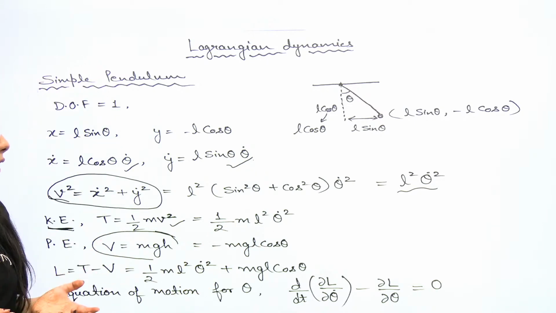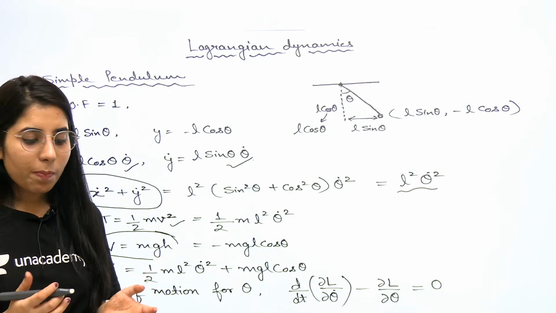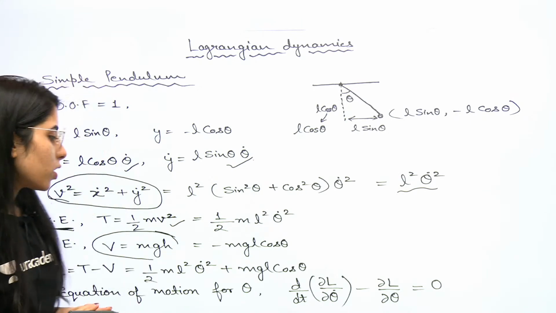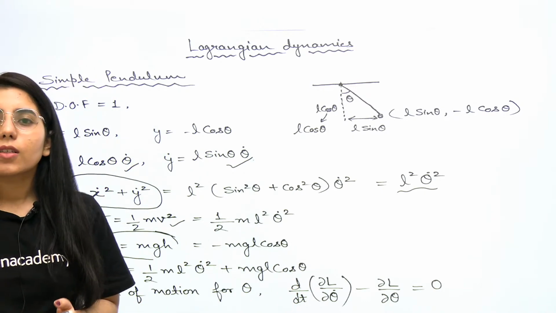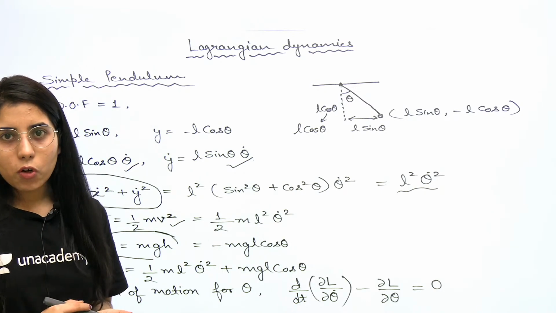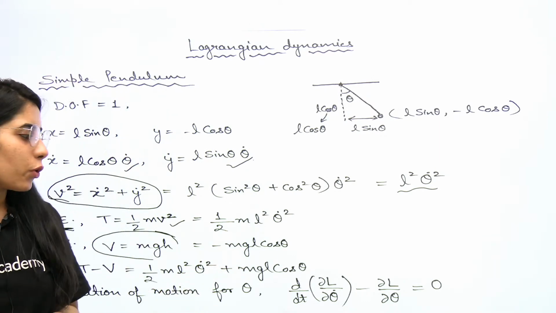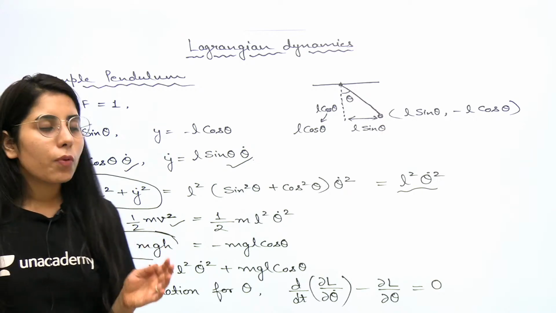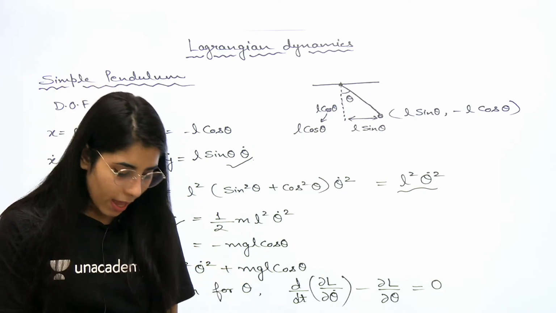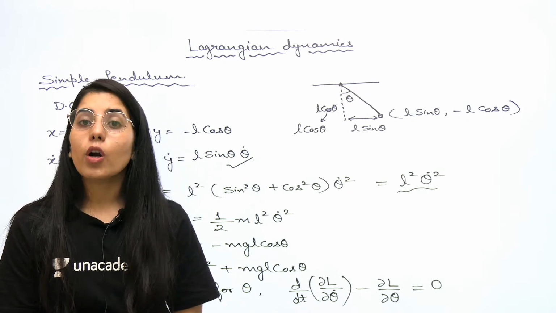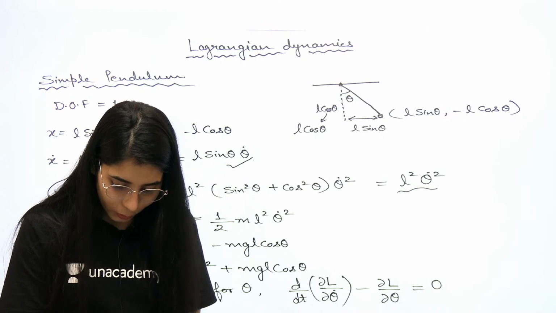Done. Now we know that Lagrangian is T minus V, which means kinetic energy minus potential energy. So just put the values, you will get this particular expression. After this, you can write the equation of motion, okay. Now the point is, I'm going to ask you one question. How many equations of motion can you write for this system, and for which of the coordinates? You just need to mention it in the comments and let me know.